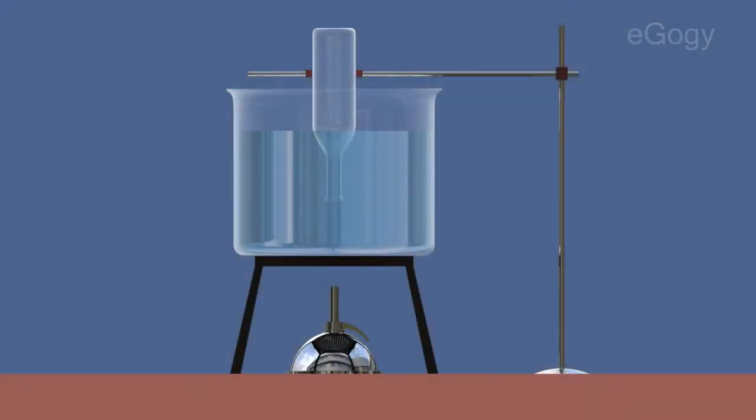Dip an inverted small bottle into the water taken in a beaker and clamp it. Heat the beaker. On heating, we can see bubbles coming from the bottle. From this, we can understand that as temperature increases, the volume of gas also increases. Let us see why volume of gas increases on heating.